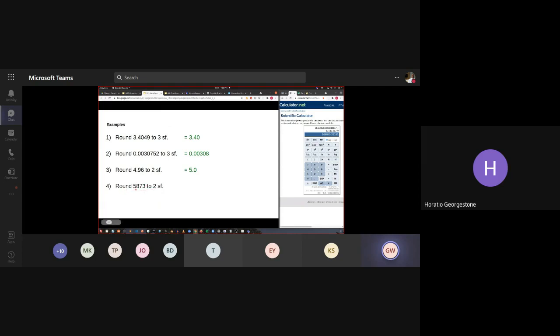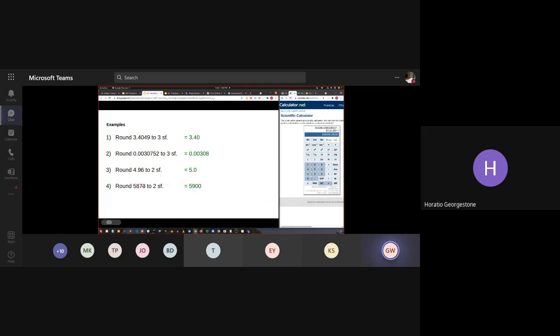So 5,873 to 2 significant figures. So the 5 and the 8 are the first 2 significant figures. The 8 we need to round up because the next digit is a 7. So it becomes 59. But then we have to stick 2 zeros on the end.